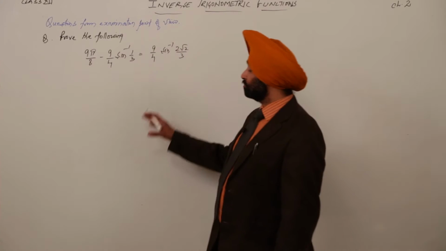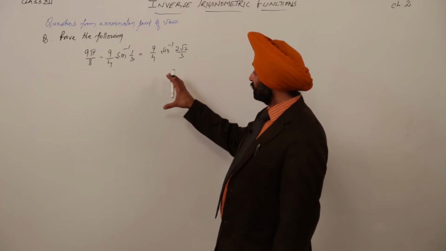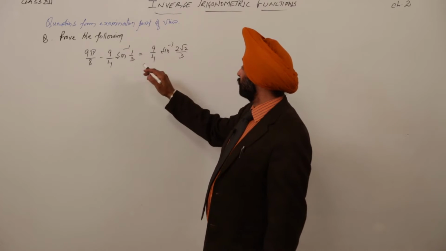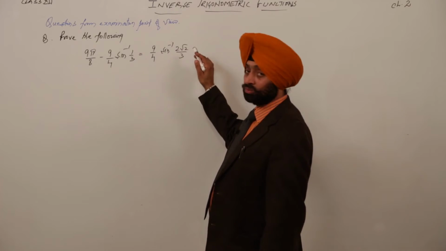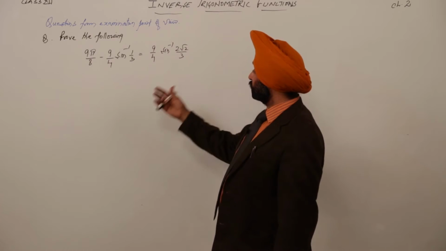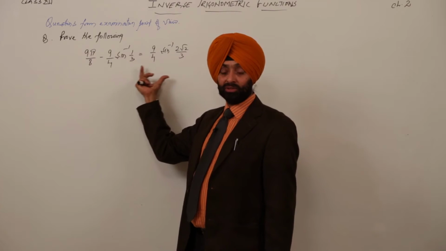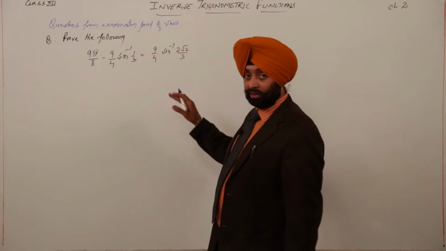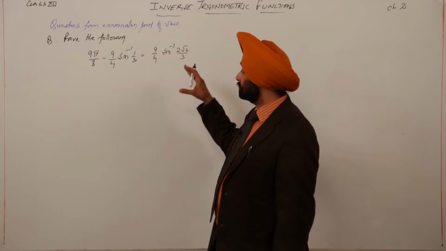Now let's move to another question. The question is 9 pi by 8 minus 9 by 4 sin inverse 1 by 3 is equal to 9 by 4 sin inverse 2 root 2 by 3. Now what we have to prove? We have to prove the left hand side is equal to right hand side. Now let's start it, and the same question we are going to do with the second method also.